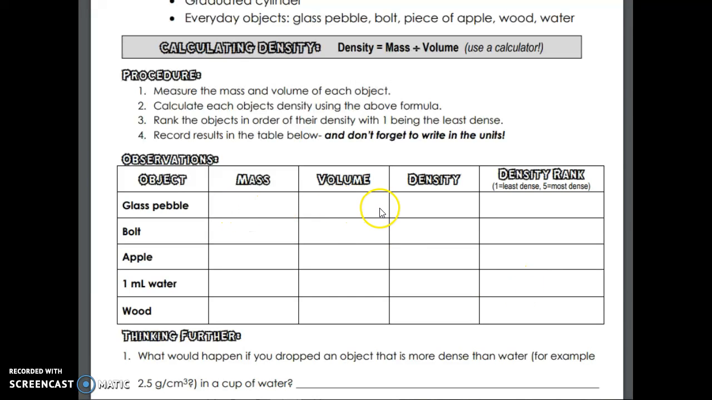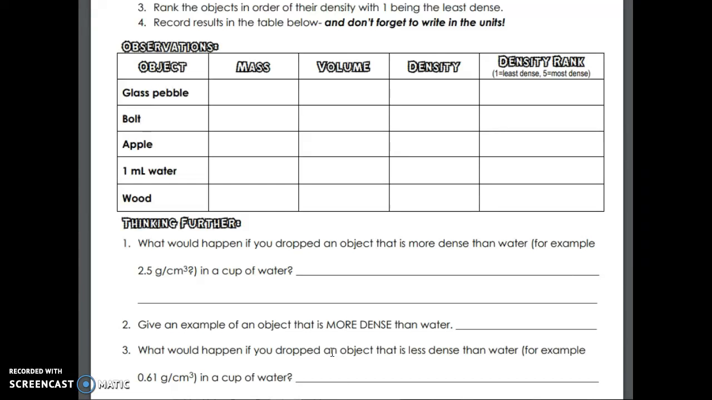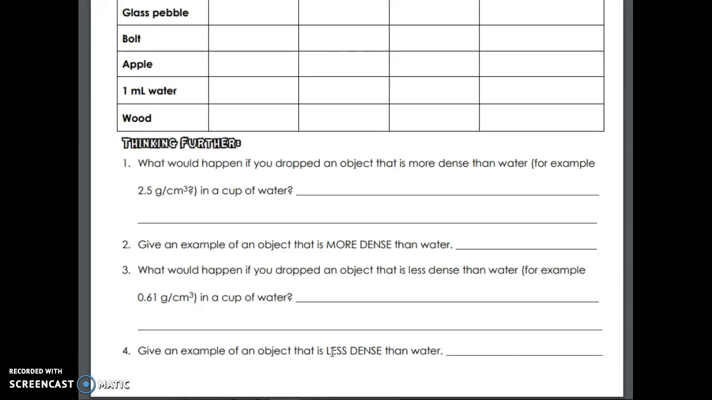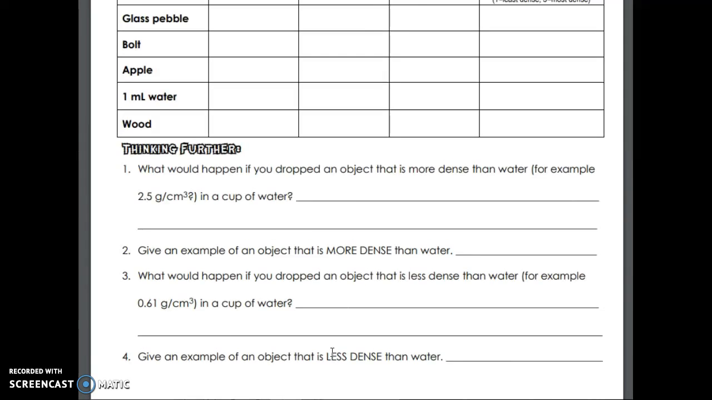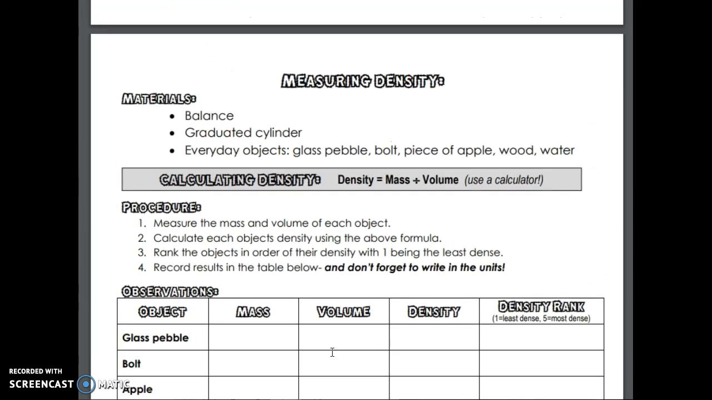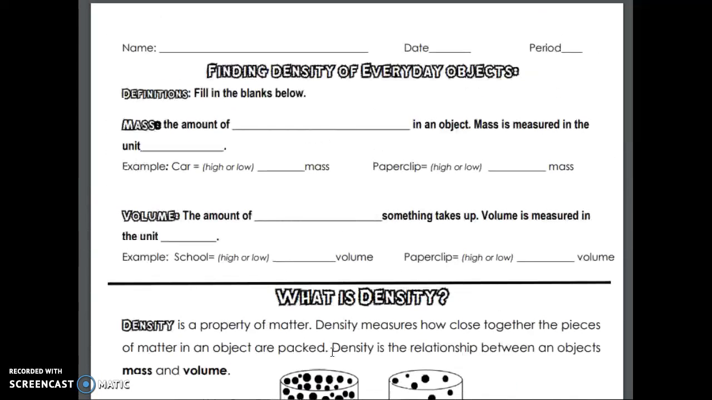So you're going to get the mass, the volume, and then calculate the density. Then answer your final questions, and you can hand in that when you're finished. That should give you more practice on measuring density on some objects of your choice. So that's how you finish up that one. And that one gets handed into the bin over above the supplies.